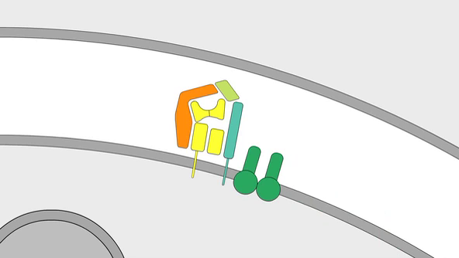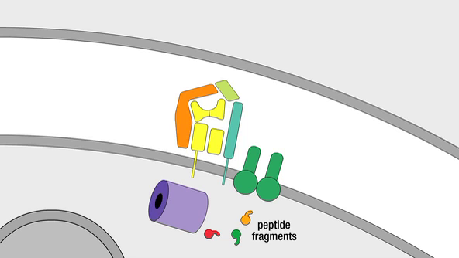The peptides that bind to the MHC Class I molecule are generated by a large protein complex, the proteasome, which is found in the cytoplasm. The proteasome degrades proteins within the cytosol of the cell to produce short peptides, which are then transported through the endoplasmic reticulum membrane by the TAP transporter.